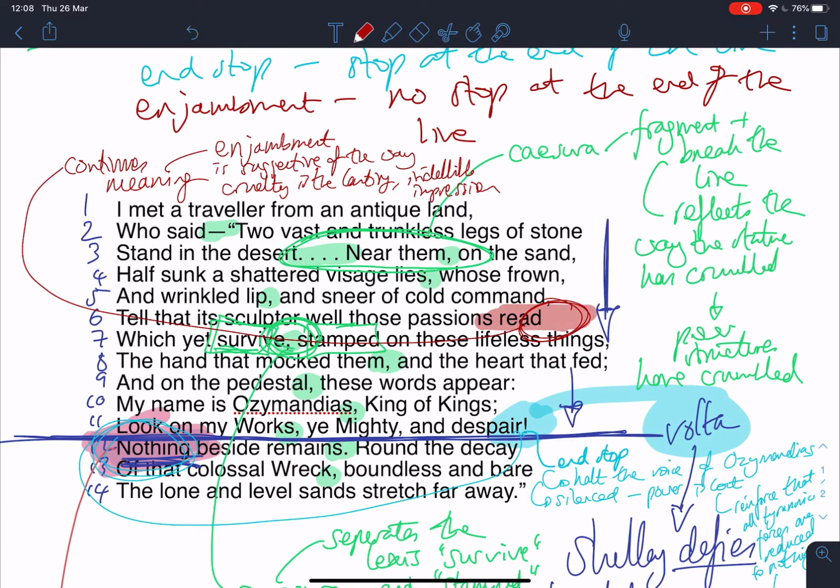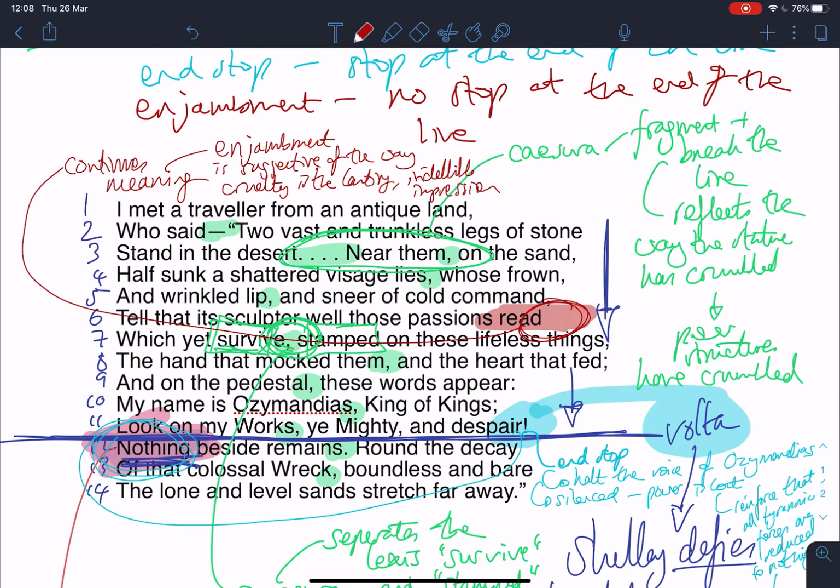So that's what carries through. That's what carries through history. That's the lasting final impression. It's not power that is the final impression. It's the cruelty of the tyrant which survives. And that is really interesting.